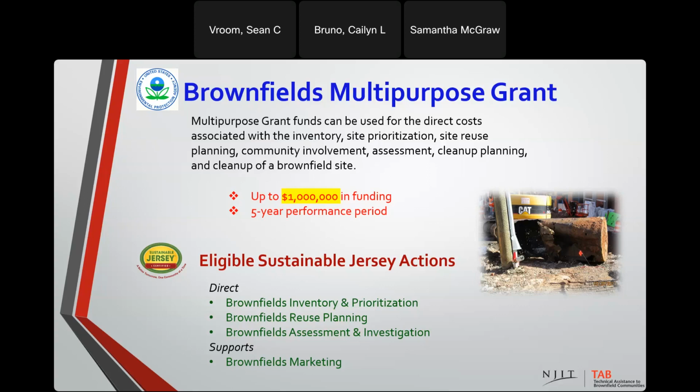And then I wrote it as supports brownfields marketing. You can probably do a little bit of direct marketing activities with your brownfield site, but at least it supports the action item in that a lot of the information that you gather throughout the application process, through the assessment process and your planning processes informs and helps you develop your marketing plan and your marketing strategies for these sites. So it really covers all four in one way or another as far as Sustainable Jersey actions.